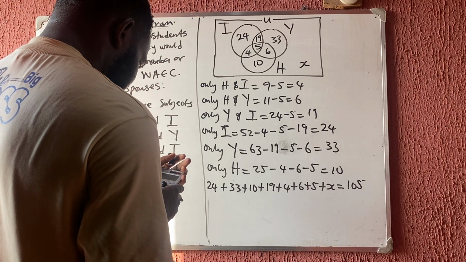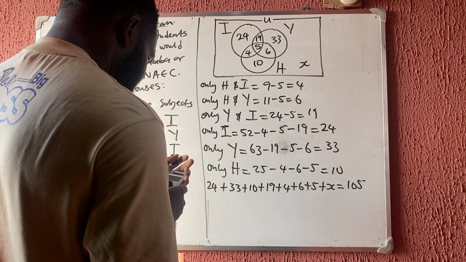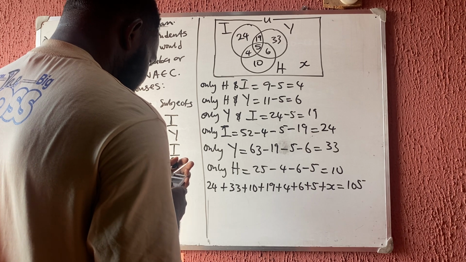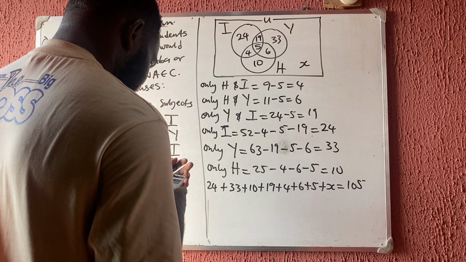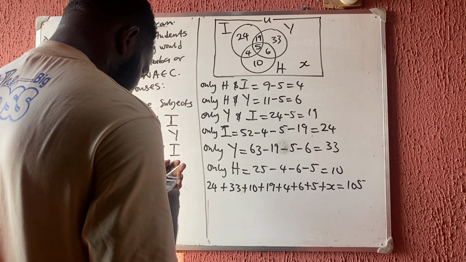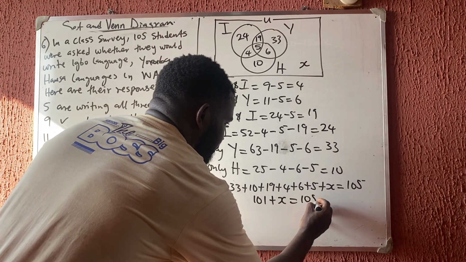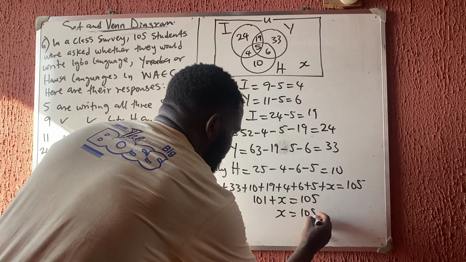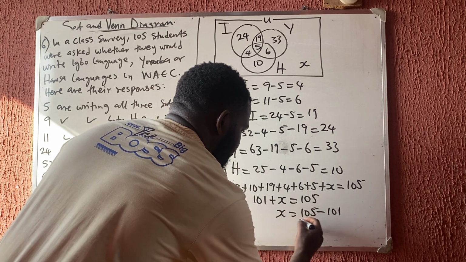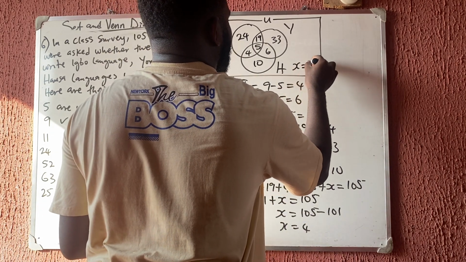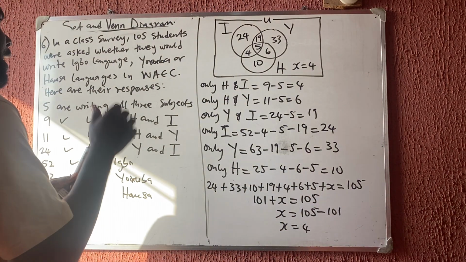24 plus 33 plus 10 plus 19 plus 10 plus 5. So I'm having 101. So 101 plus X is equal to 105. Therefore, my X will now be 105 minus 101. So my X is equal to 4. So 4 people did not write any of these 3 languages. They don't want to write any of the 3 languages.